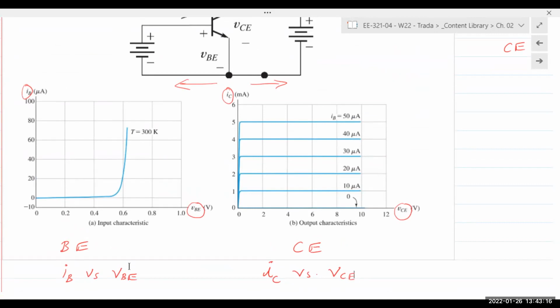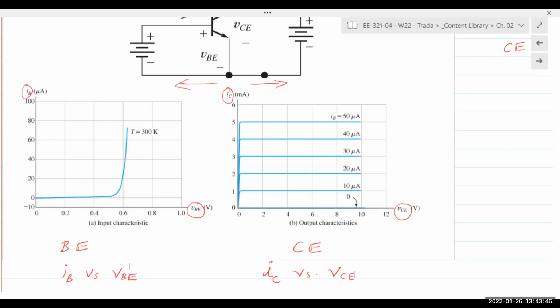What do you see? Let's take a look at the input. What do we see? Input characteristics. Does it look familiar? It looks like a forward bias diode. So in normal operation, if you want to use it as an amplifier in the active region, the base emitter junction is forward bias. A forward bias PN junction should look like a forward bias diode drop.